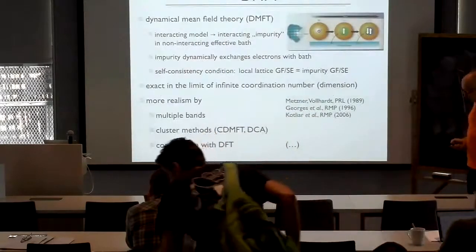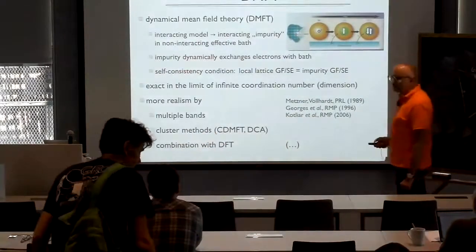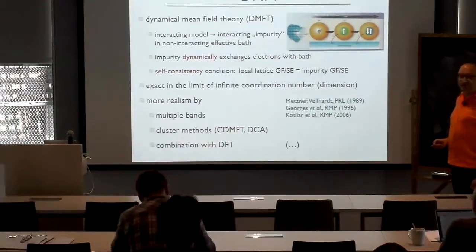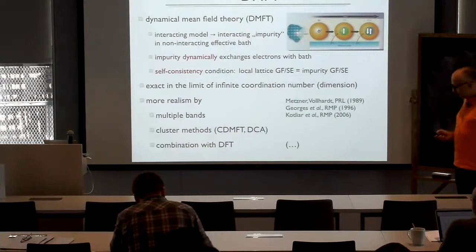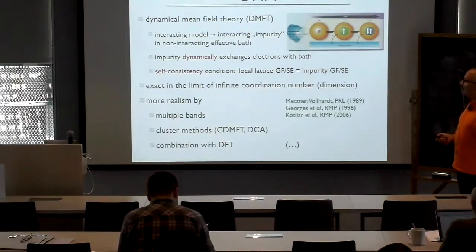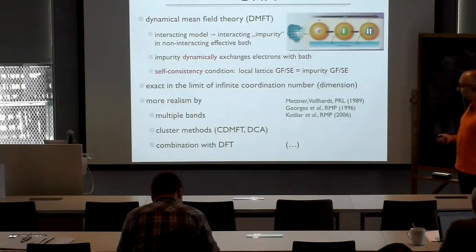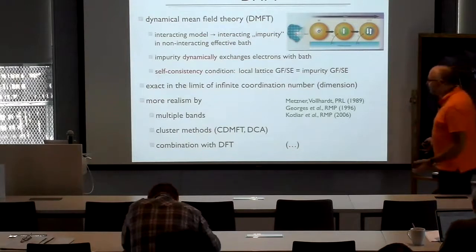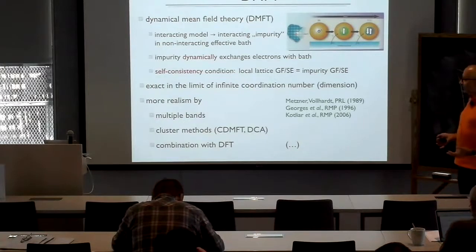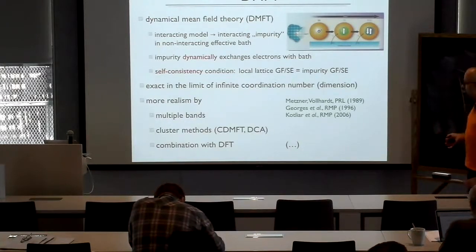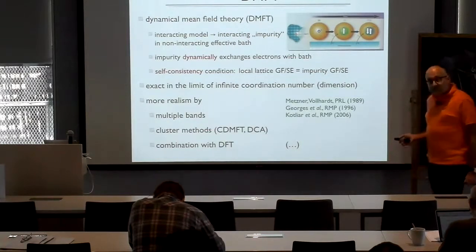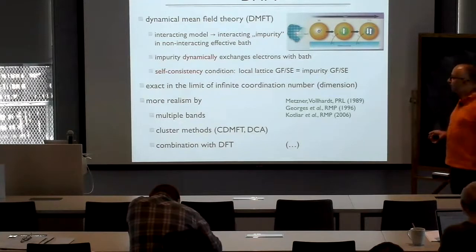Now, of course, in this audience, it's totally unnecessary to say much about the DMFT, so I will give you this 101 introduction slide, which you have certainly seen 1,000 times. You replace the interacting model by an interacting impurity, which is embedded in a non-interacting effective bath. The impurity dynamically exchanges electrons with the bath. And in order to get this problem to a solution, you impose a self-consistency condition, which you may say is just that there should be nothing special about the site or the cluster which you picked as an impurity.